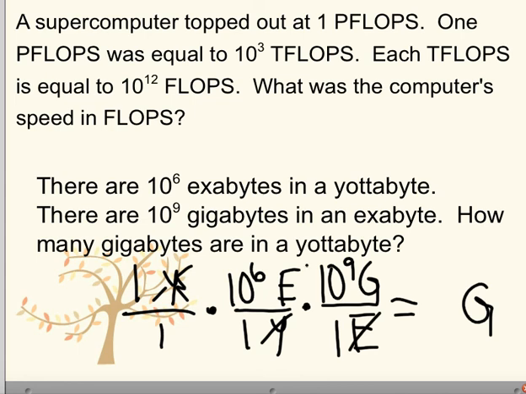We can cancel out our exabytes, and really we just need to multiply across the top. Well, just like we've seen, if we're multiplying things with the same base, and in this case we have a base of 10, we add the exponents. So we would say there are 10 to the 15th gigabytes in 1 yottabyte.